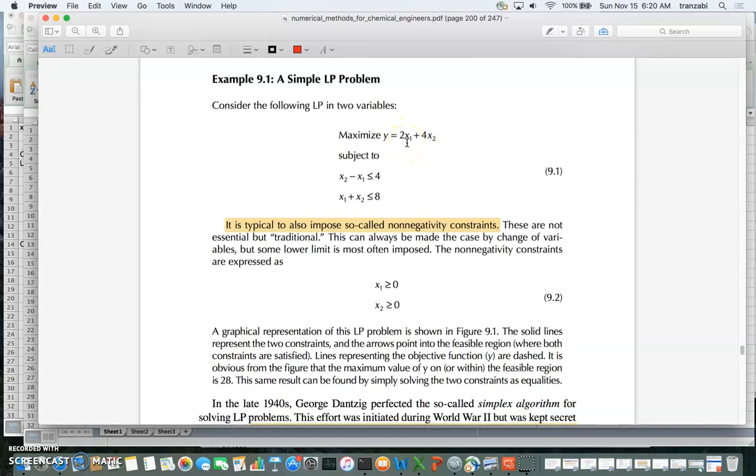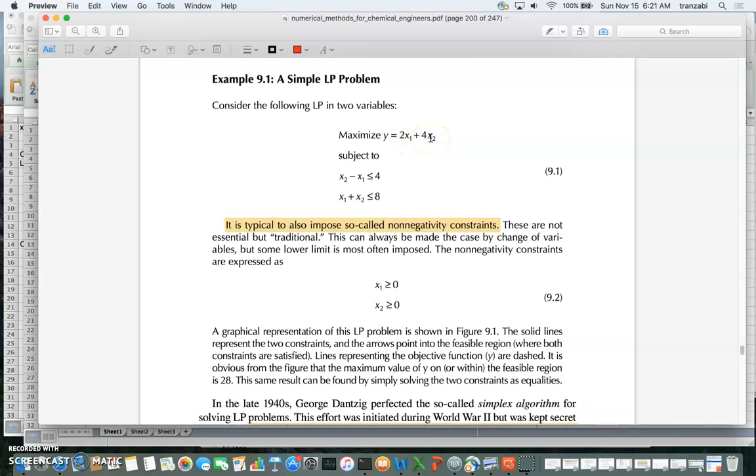right? For example, x2 could be 4 and x1 could be 0, right? So 4 minus 0, this is 4. And then 4 plus 0, that is also 4, so that's less than 8. This is less than 4, so 4 and 0 both satisfy these two constraints. And then it gives me the maximum value of 2 times 0 plus 4 times 4, 16.